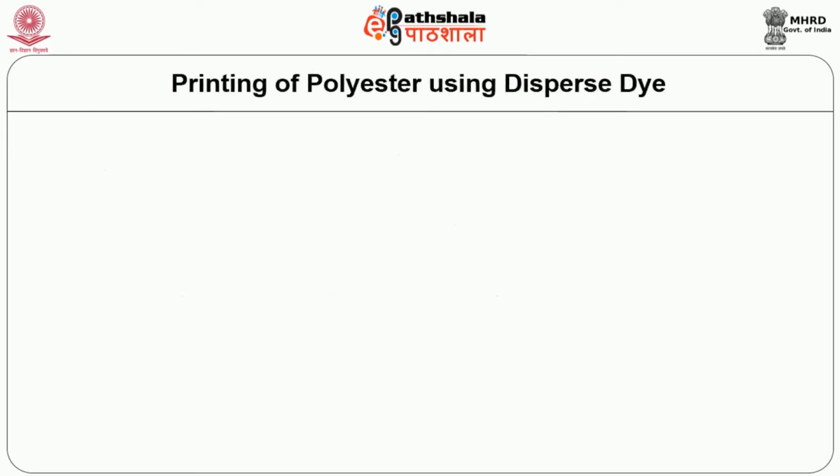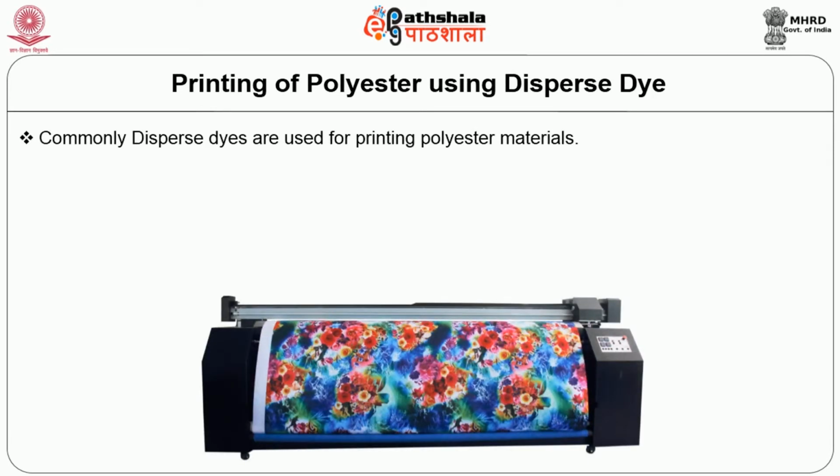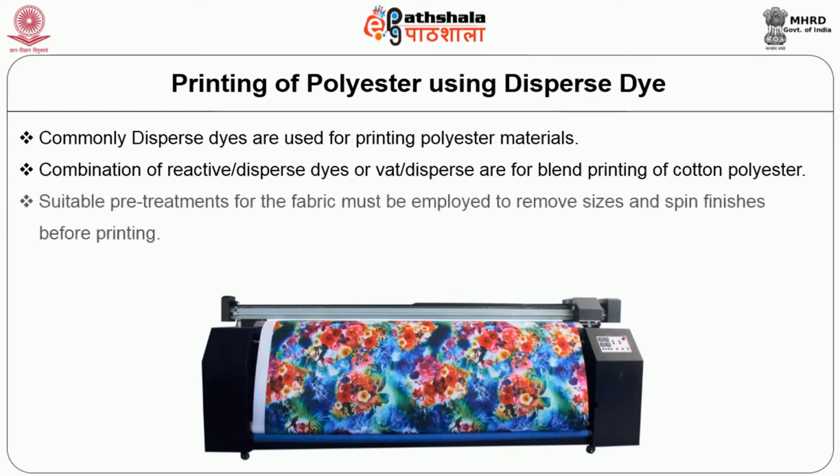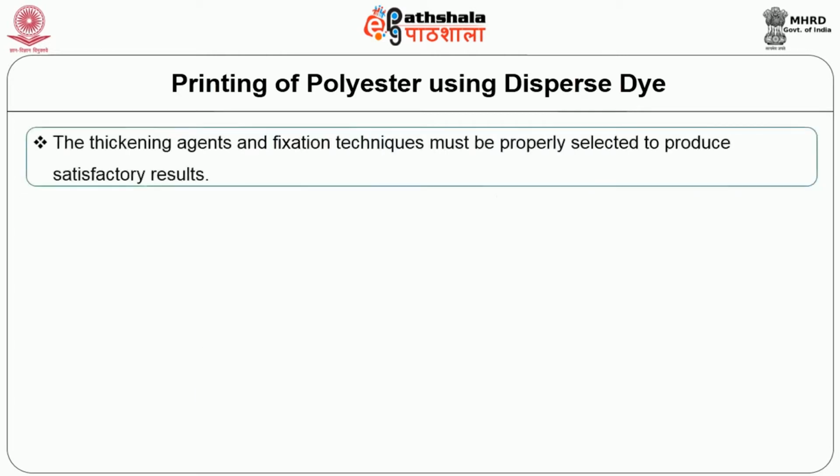Next, let's see how polyester is printed using disperse dye. Commonly, disperse dyes are used for printing polyester materials. Combinations of reactive and disperse dyes, or vat and disperse dyes, are used for blend printing of cotton polyester. Suitable pre-treatments for the fabric must be employed to remove sizes and the spin finishes before printing. Heat setting is also an important pre-treatment. The thickening agents and fixation techniques must be properly selected to produce satisfactory results.